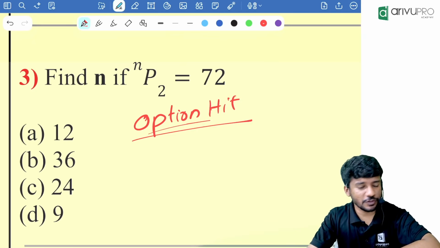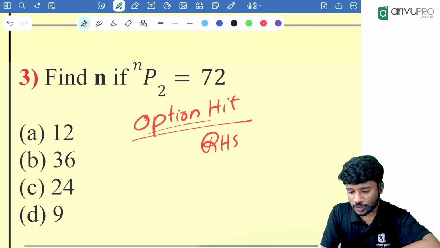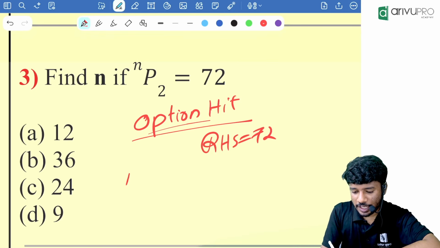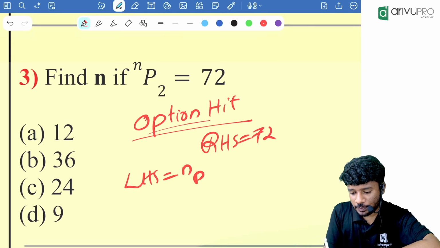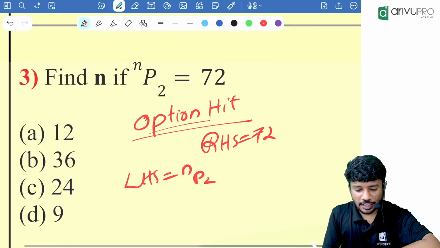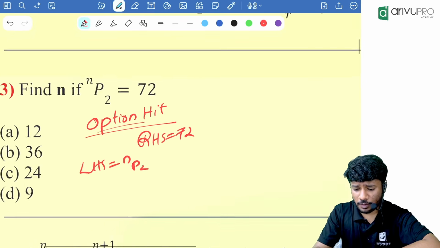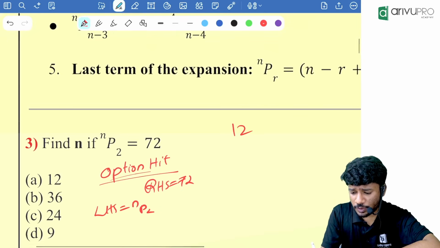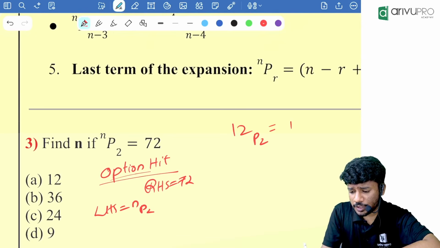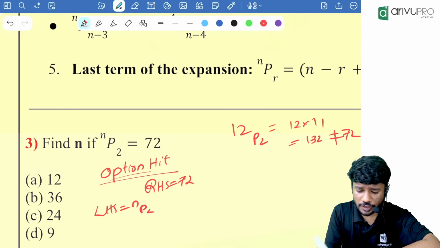Which option is giving you 72? RHS is equal to 72. LHS is equal to nP2. Everyone try. Option A. Check again. Option A will be what? That means 12P2 it will become option A. That means 12 into 11. 12 into 11 is how much? 132, which is not equal to 72. Option A is wrong.